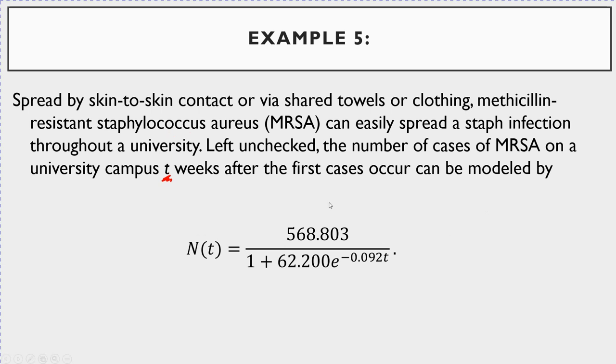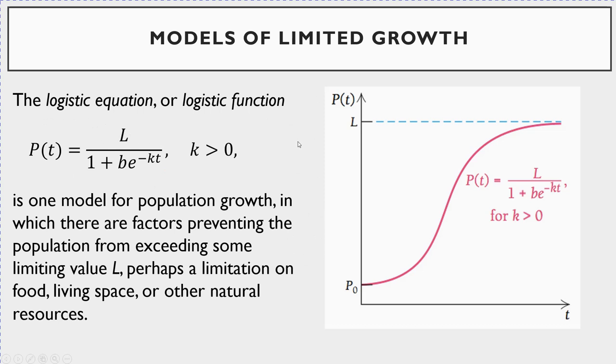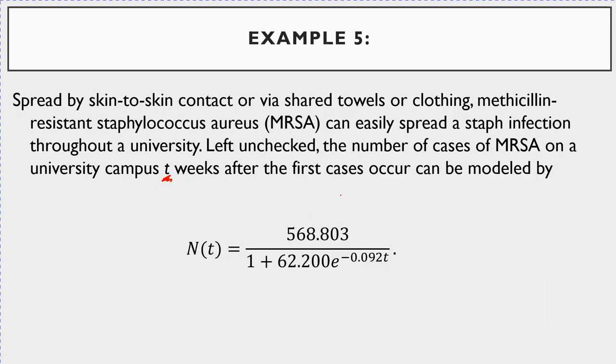So if you look here, okay, they're giving you the L, they're giving you the B, and then they're giving you the K. Okay, so you see L is 568.803, B is 62.200, and K here is 0.092.